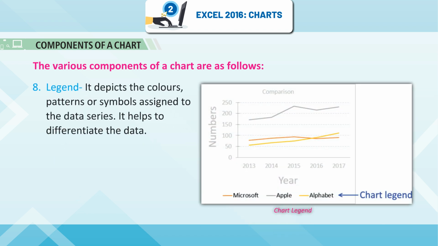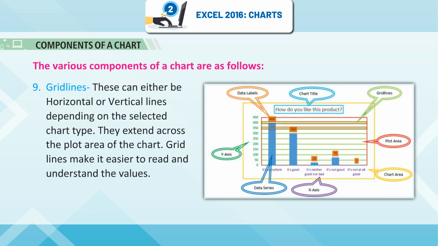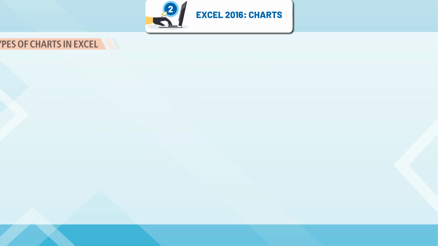8. Legend. It depicts the colors, patterns, or symbols assigned to the data series. It helps to differentiate the data. 9. Grid lines. These can either be horizontal or vertical lines depending on the selected chart type. They extend across the plot area of the chart. Grid lines make it easier to read and understand the values.